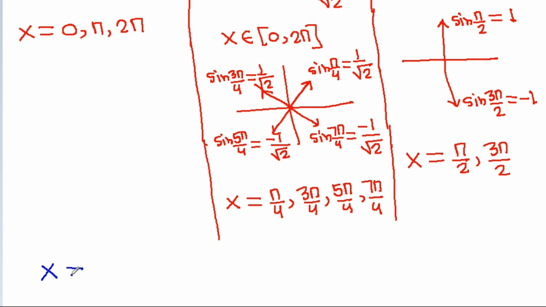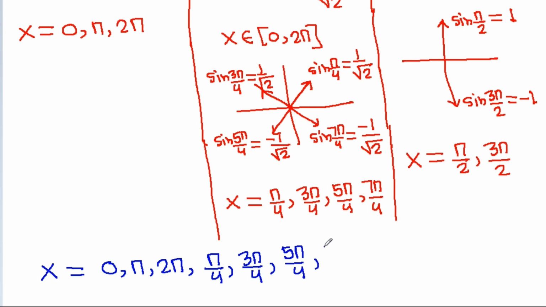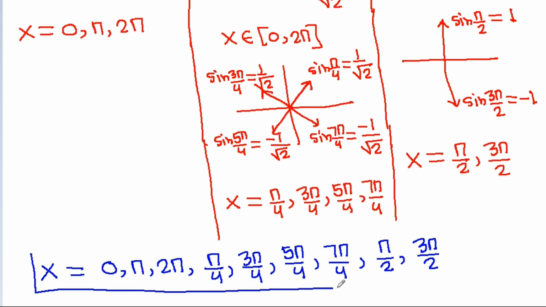So x is equal to 0, pi, 2 pi, pi by 4, 3 pi by 4, 5 pi by 4, 7 pi by 4, pi by 2, 3 pi by 2. These are 9 values of x.